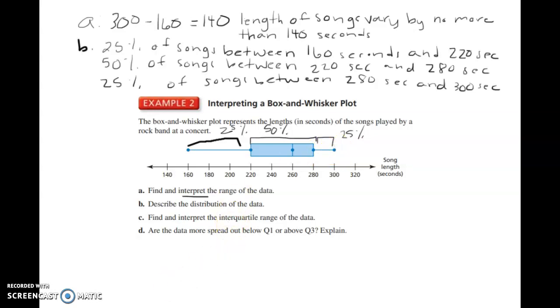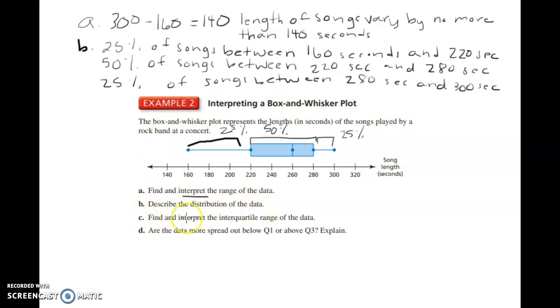So I just paused it to write that down. But 25% of songs between 160 seconds and 220 seconds, 50% of songs between 220 and 280 seconds, 25% of songs between 280 seconds and 300 seconds. That's what we're looking for when I ask you to describe the distribution of the data for right now.